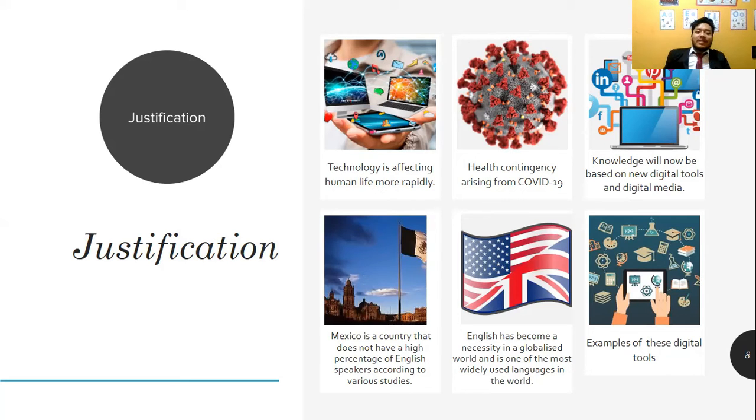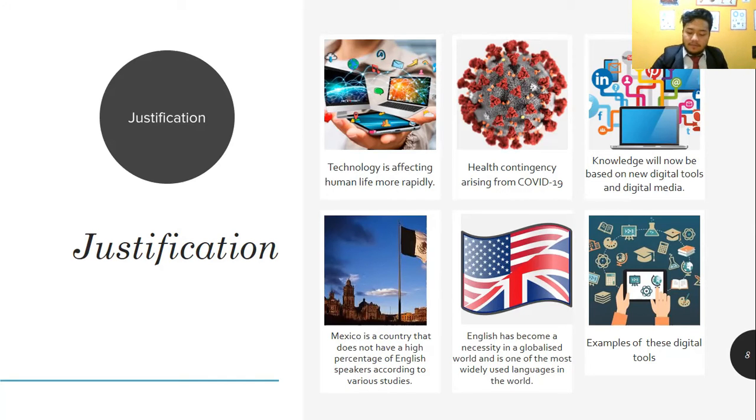Mexico is a country that doesn't obtain great results within the population, according to several studies. This country is going down every year despite the efforts made. English is a global need. It's one of the most spoken languages in the world, so speaking it has become a requirement to find a job and excel, or to get some job.